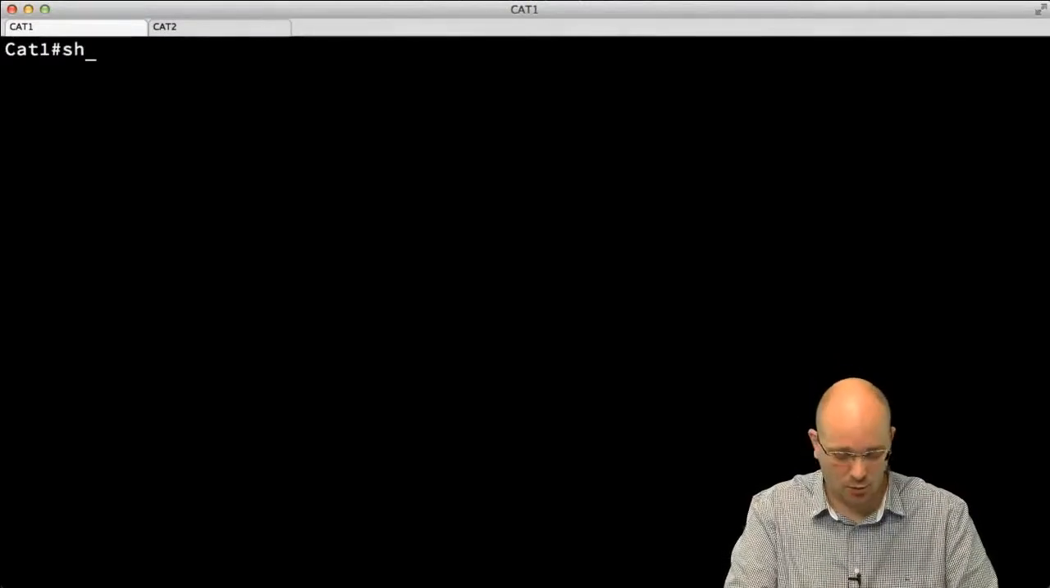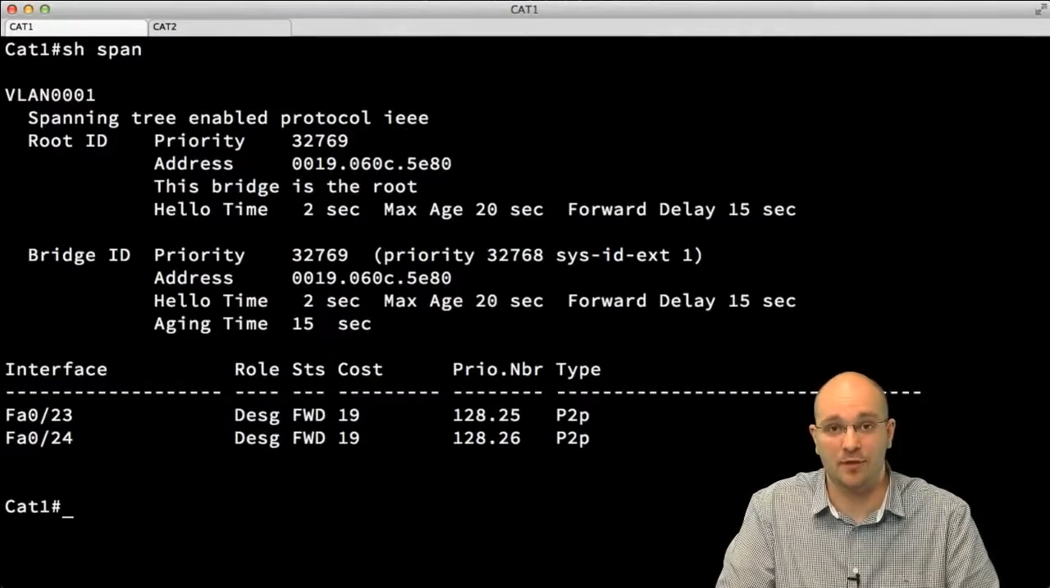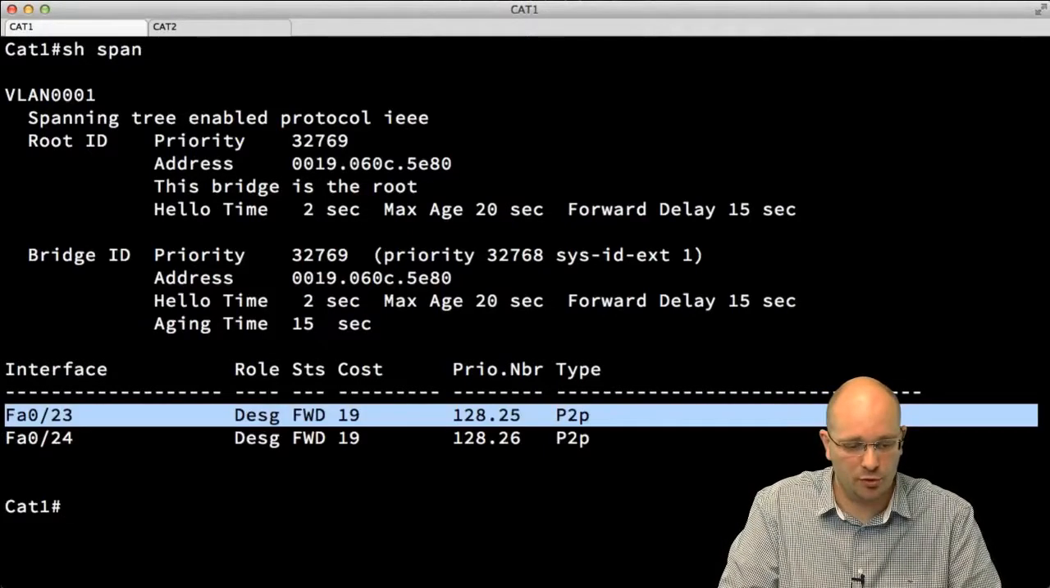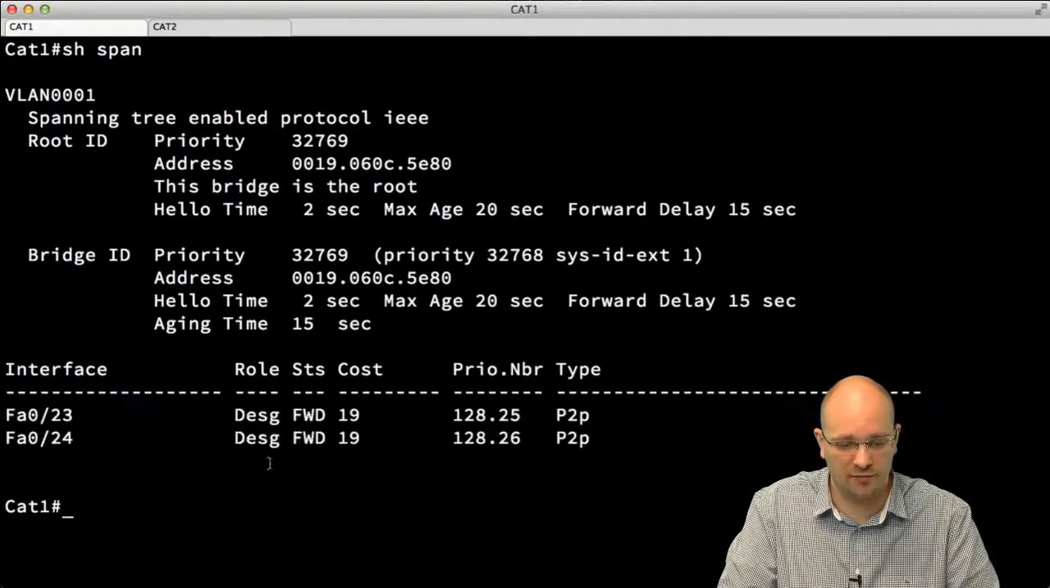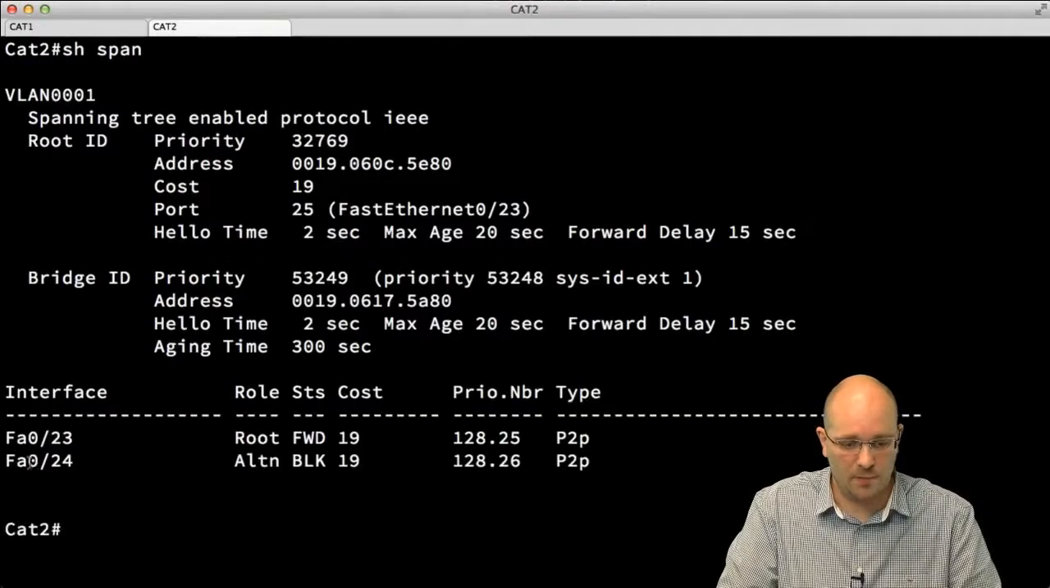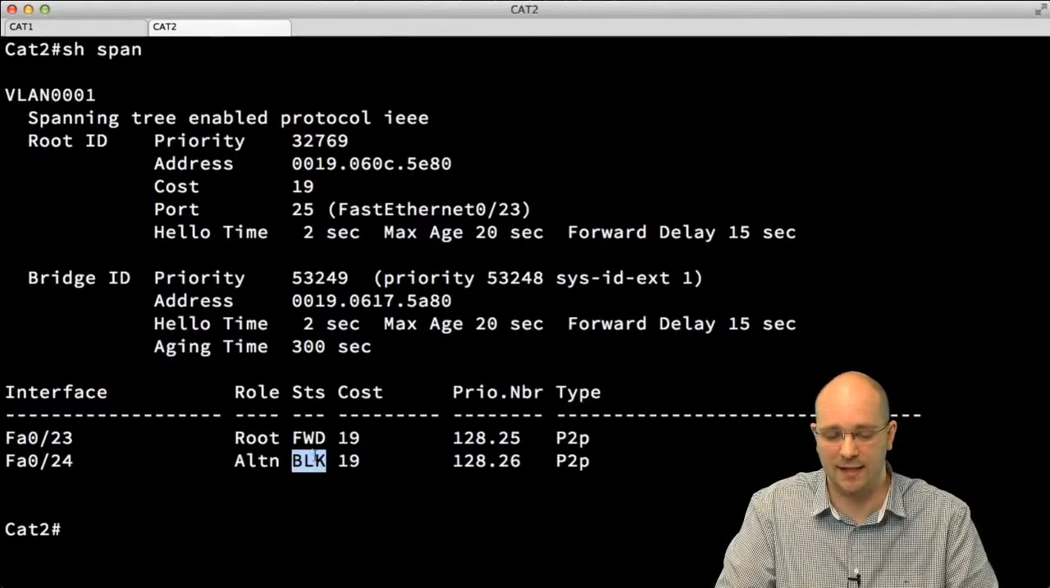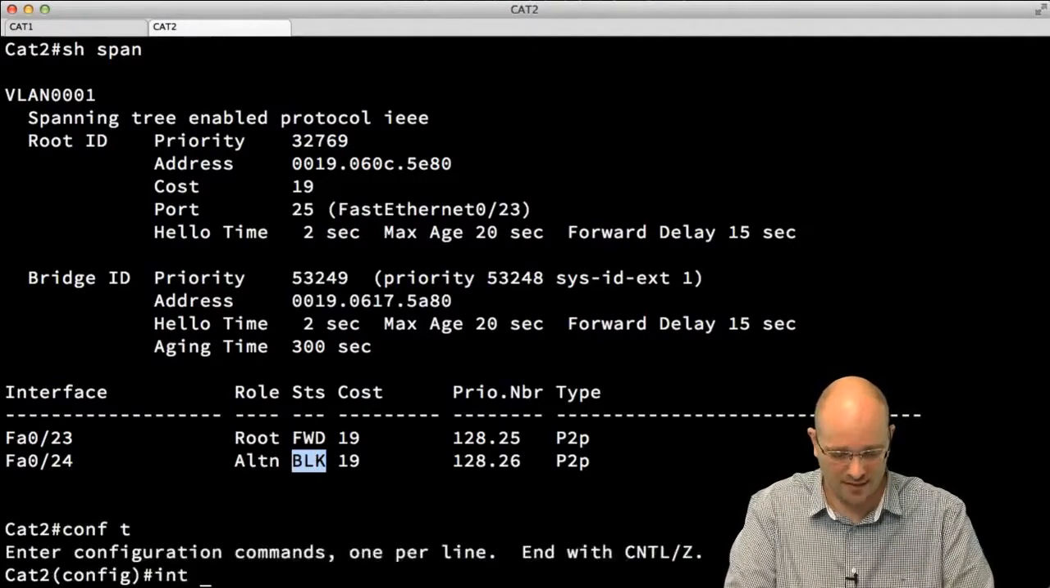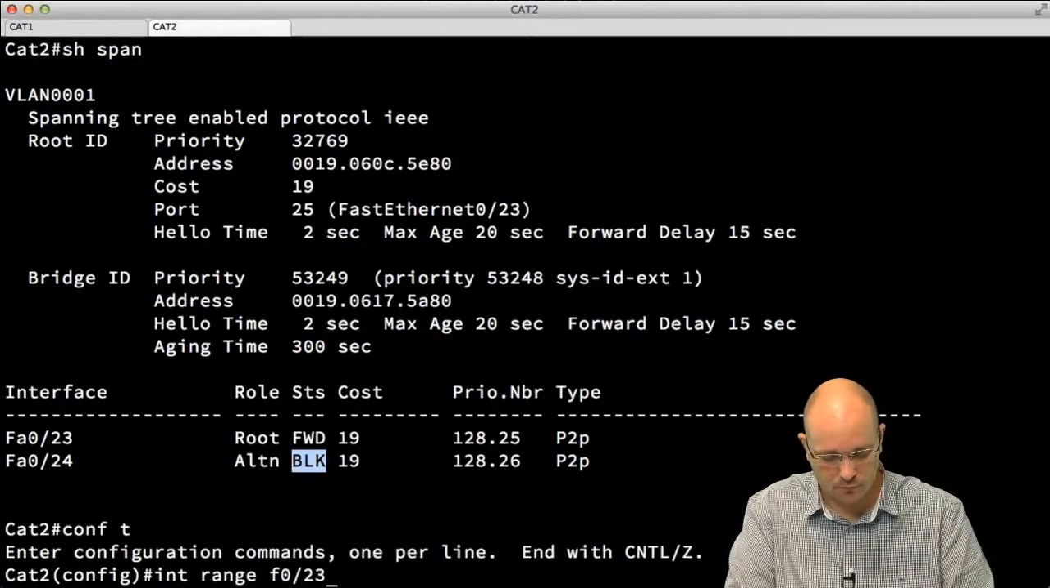What I have here now is the previously described configuration. I have Cat1 with two interfaces, FastEthernet 23 and 24, and I can see that these two interfaces are both designated and forwarding. On Cat2, show span shows me what I expect to see. FastEthernet 23 is the root port in a forwarding state, and FastEthernet 24 is the alternate port in the blocking state.